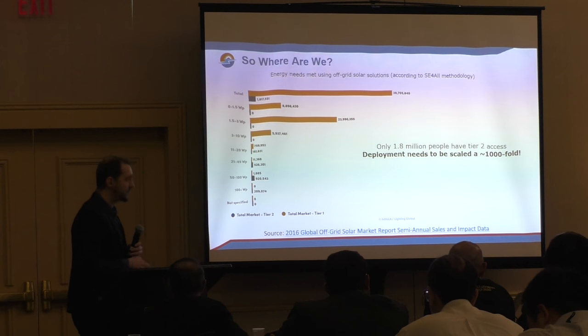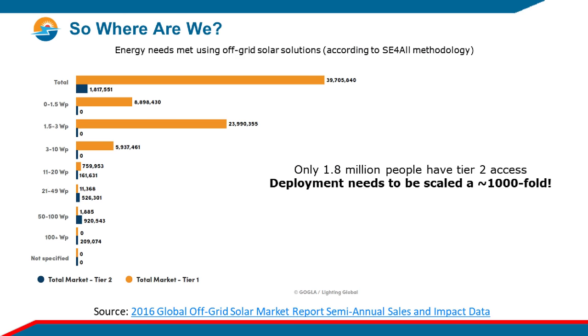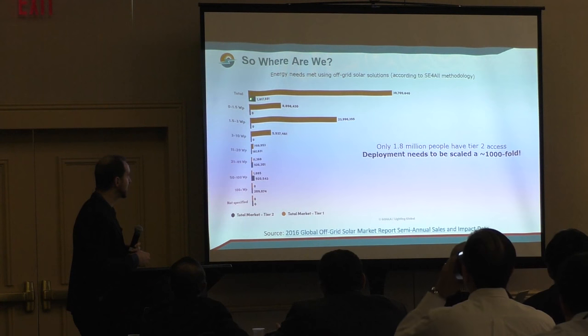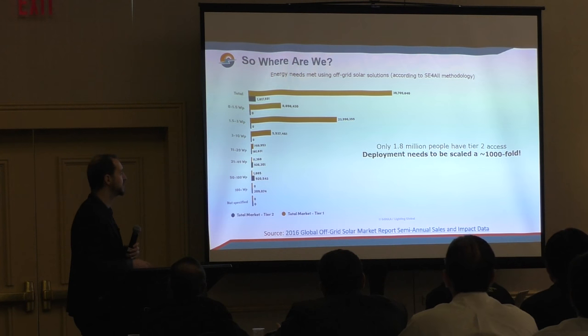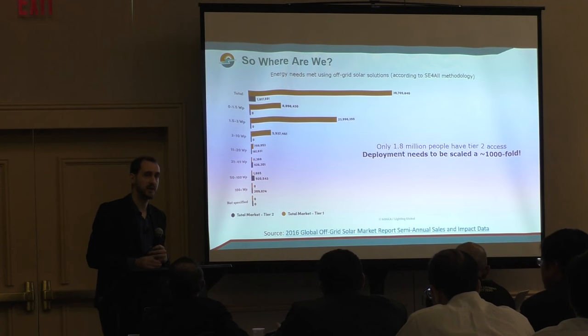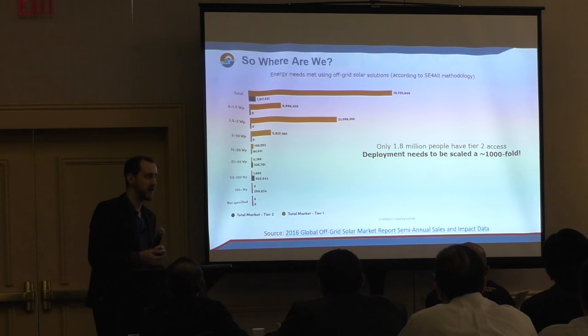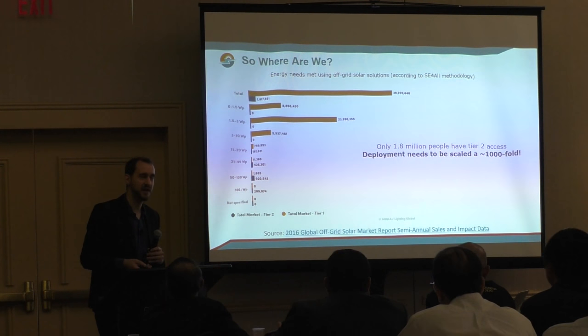All right, so where we are. So if this is the scale, and we do know that we have 1.1 billion people without access, and an additional 1 billion with very poor grid access, well, where are we? Well, the good news is that tier one access right now has approximately 40 million devices deployed. If you're accounting for other non-brand devices, this is estimated to be around 80 million. And 80 million households, that's actually a lot of people.